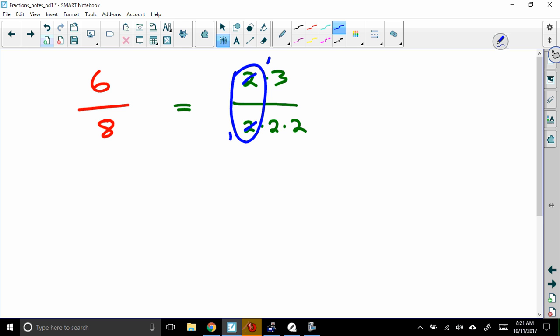Okay? So if we look at what's left over, up top is a 3, and in the bottom is 2 times 2, which is 4. Now, some of you right from the beginning might have looked at this and said, okay, so the 6 and the 8 are both divisible by 2. So the 6 becomes a 3, and the 8 becomes a 4. So that's what canceling is. That's just plain canceling.